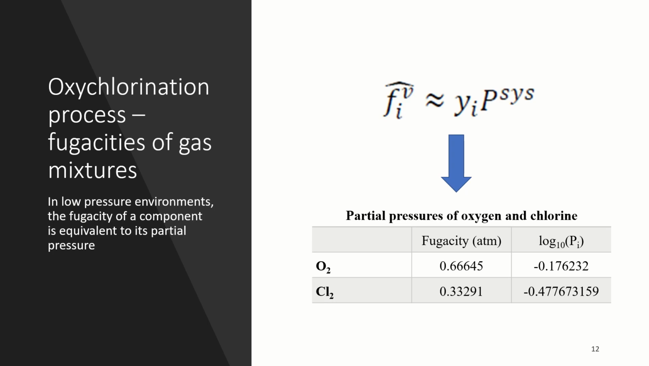As learned in the thermodynamic class that we did last fall, we learned that by the Lewis rule, when the pressure is very low, in my case oxychlorination is done at 1 atm, then the fugacity of the gases is equivalent to their partial pressures.